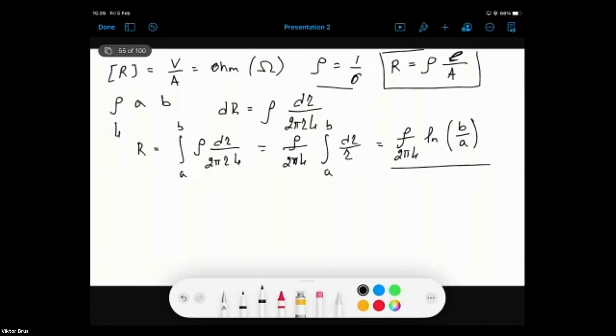Now let us go and discuss in more detail the model of electrical conductivity in, let's consider, some metals.